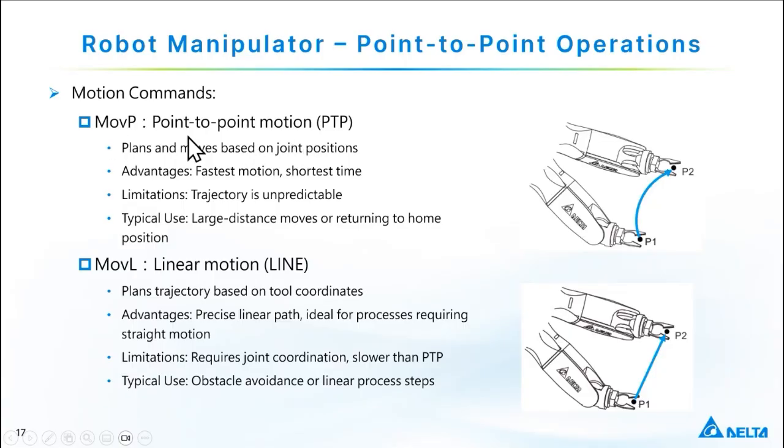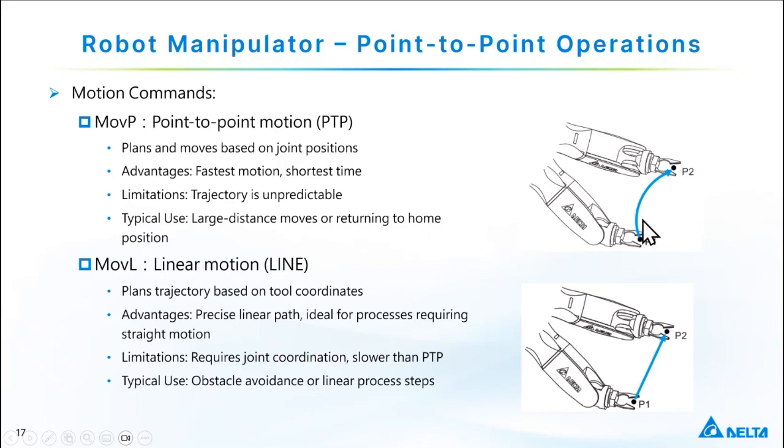First is move P. It's called point-to-point movement, also known as P2P. Yeah, we always say P2P or line. And there's a difference between point-to-point and linear motion, because in point-to-point motion, the robot will calculate the shortest path of the robot by each joint. So each joint has to rotate the minimum position to achieve the goal.